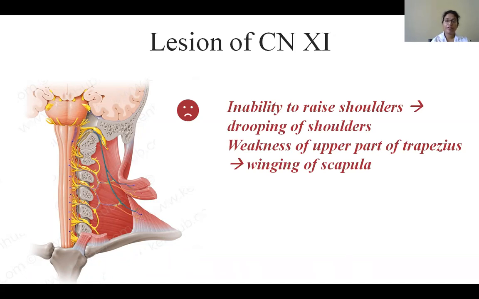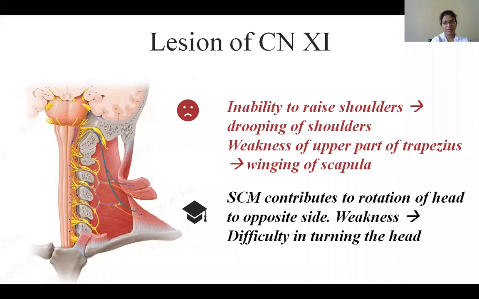And when the upper part of the trapezius is affected, the winging of scapula may also be present in the patient. If the sternocleidomastoid is affected, it will affect the rotation of head to the opposite side. So when there is weakness of sternocleidomastoid, the subject will have difficulty in turning the head in the opposite direction.